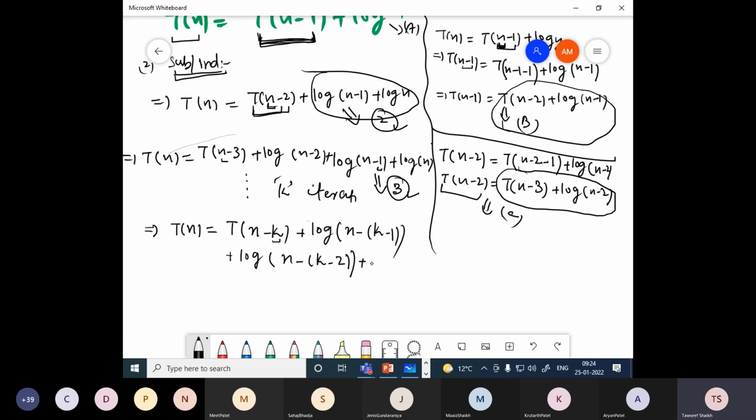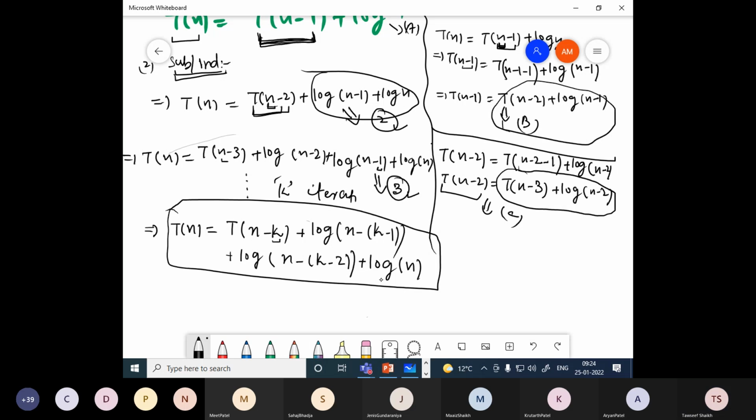And this process will go until we reach a term which is without k. So now in this general equation which we have made, we can see that all the terms here are without T, except one term, that is this one. So if somehow I am able to remove this term T also, I have been able to solve the recurrence.